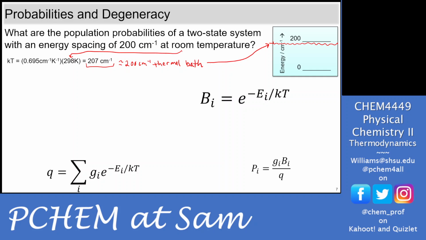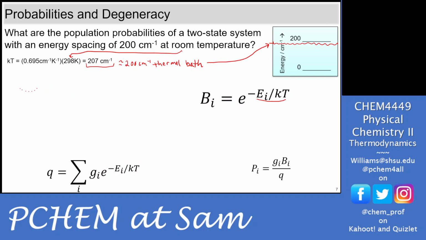Okay, well, 10 times 0.695 would be roughly 7 Kelvin, or 7 wave numbers. And so our thermal bath would be about 7 wave numbers, and our first excited state is 200 wave numbers. Probably not going to have any molecules or any of our particles in the excited state. So this is the ratio that we're taking in the Boltzmann distribution here.